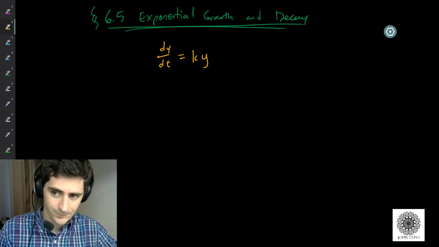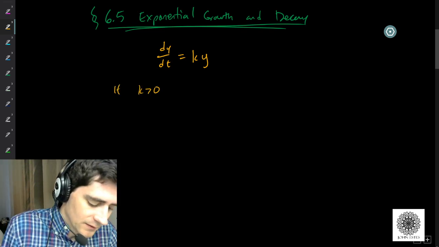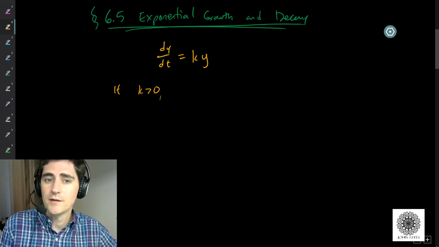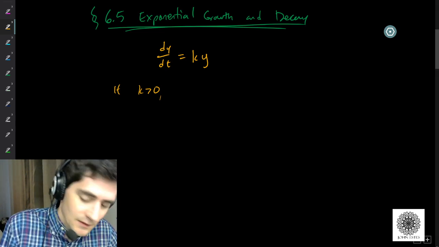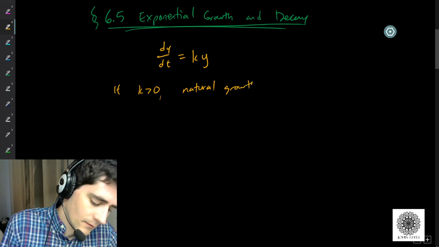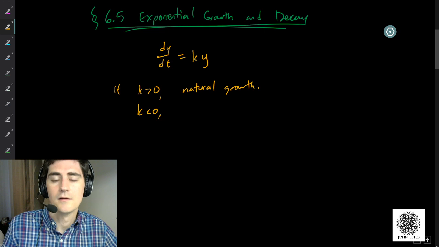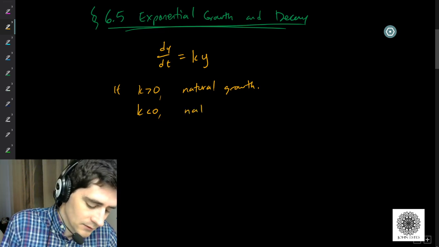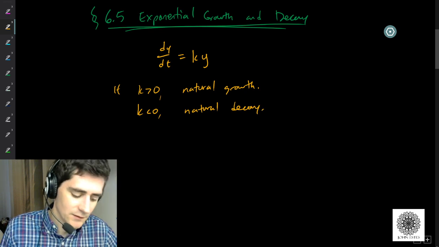And if k is greater than 0, so k is some sort of constant, this means this thing is growing. Okay, we call this growth. We call it natural growth. If k is negative, we call it decay, natural decay. And we'll look at examples of both of these situations, okay?